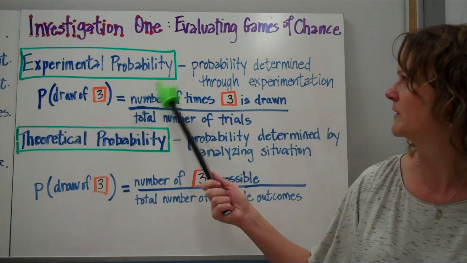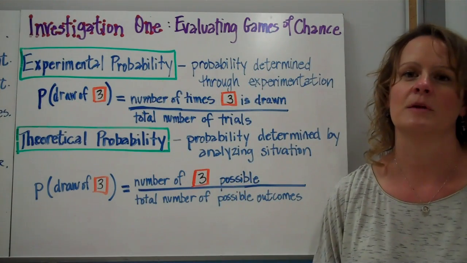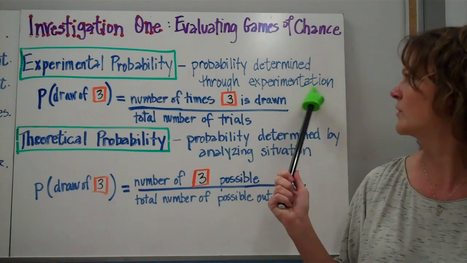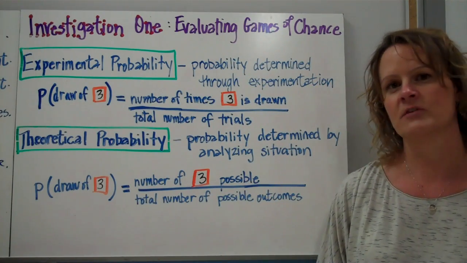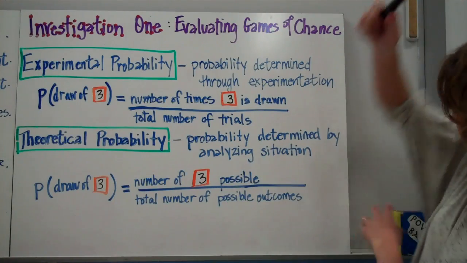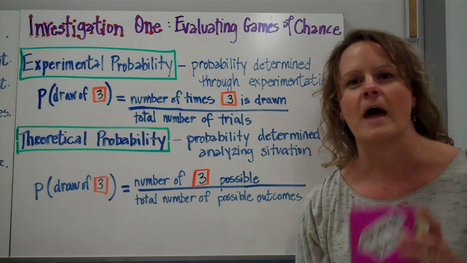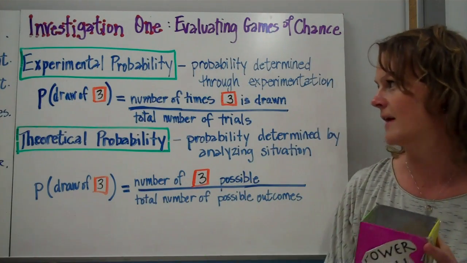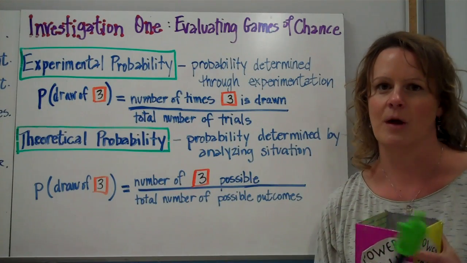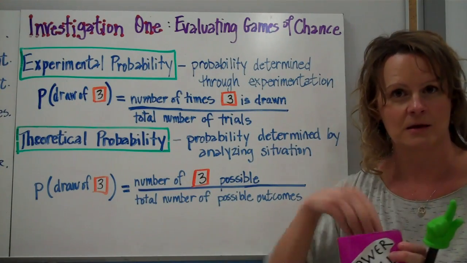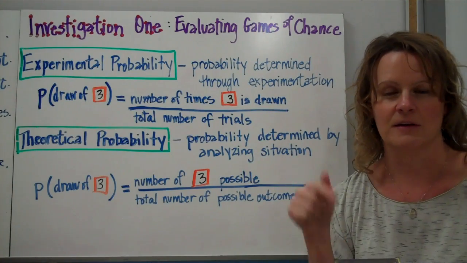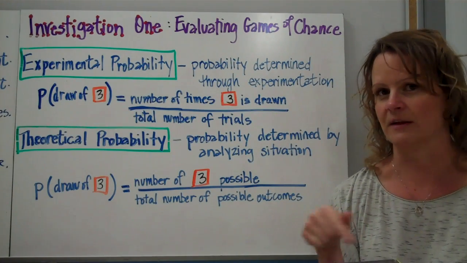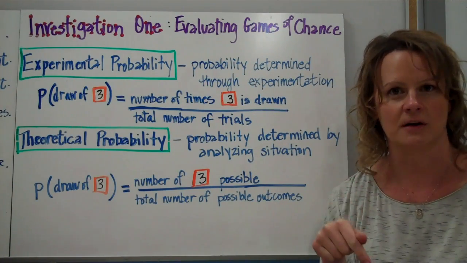So experimental probability is the probability that is determined through experimentation. And so that's of course the key word here, through experimentation. So for example, if we are talking about our Powerball game that we play of course at the start of every class period, and we're talking about the probability of drawing a 3. And remember, of course, in our Powerball game we have 6 tiles, and each tile has the numbers 1 through 6, each of the numbers 1 through 6 written on it.